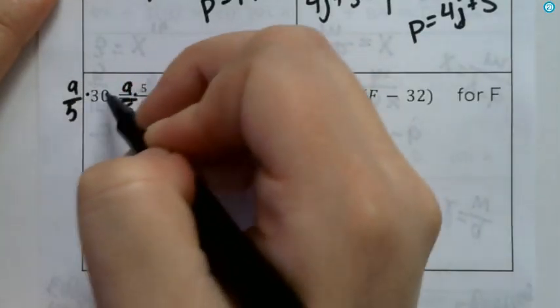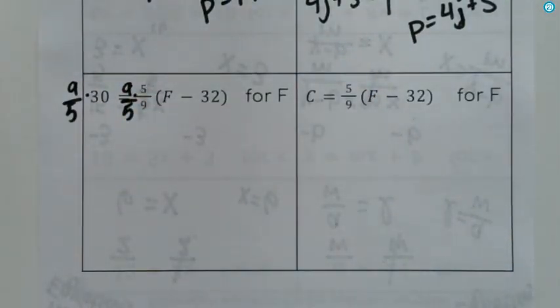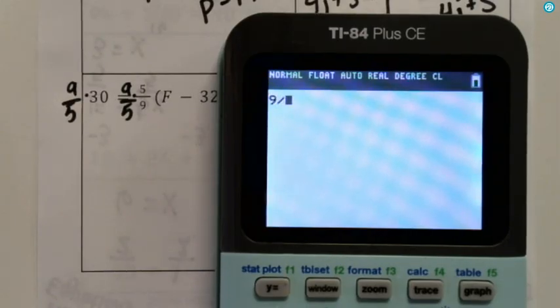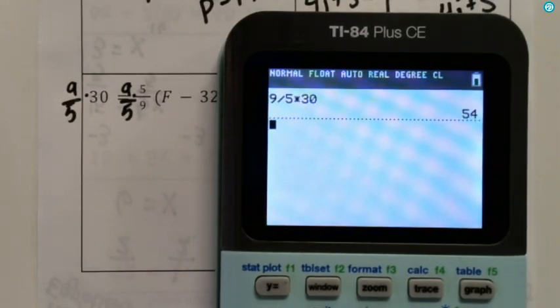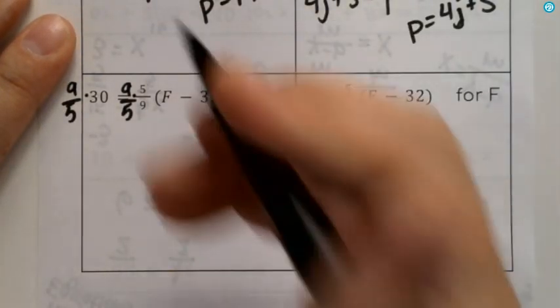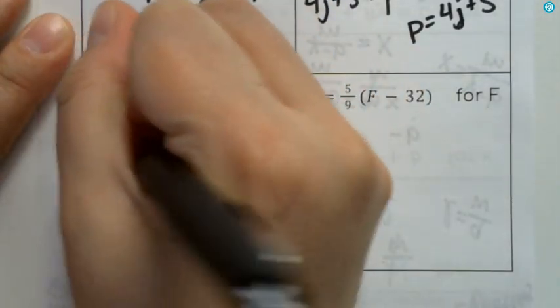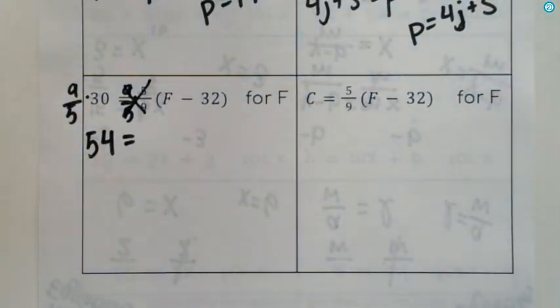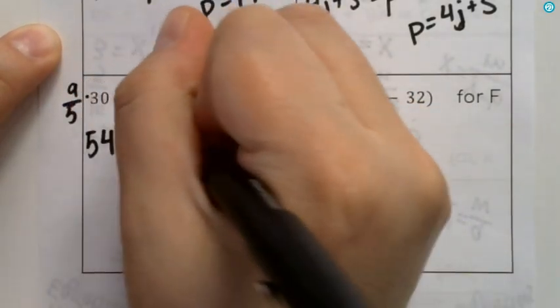So 9/5 times 30, we would do 9 divided by 5 times 30 in a calculator. If I knew where a calculator was, I would do that. Nine divided by 5 times 30 is 54. So I've got 54 equals, and then this 9/5, these cancel out. So the 9 over 9 cancels and the 5 over 5 cancels. So I've got 54 equals F minus 32.